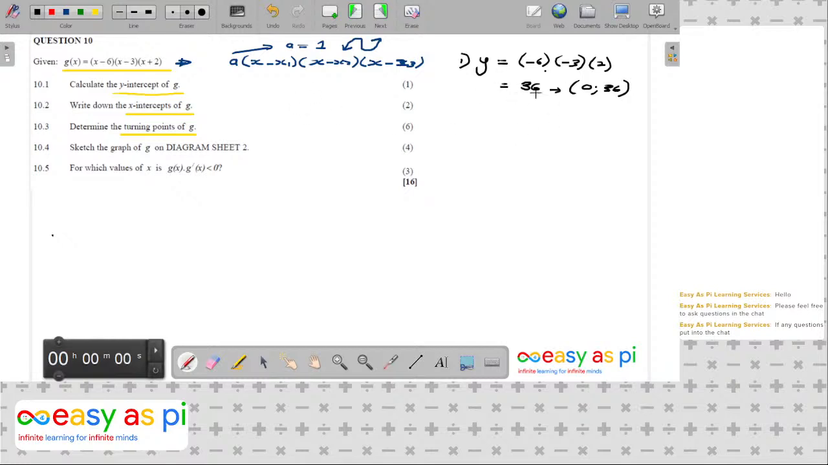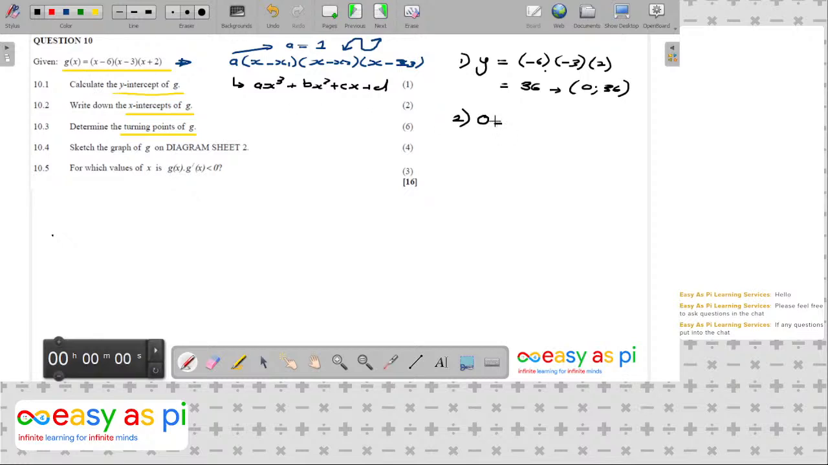Okay, so we know that this y value is also going to correspond, when we bring it into the form ax cubed plus bx squared plus cx plus d, we should be expecting the d value to be 36. Okay, and like I said, if there's any questions, please put it in the chat. Okay, let's go to number 2. So with the x-intercepts, what do we do? We let y equal to 0.